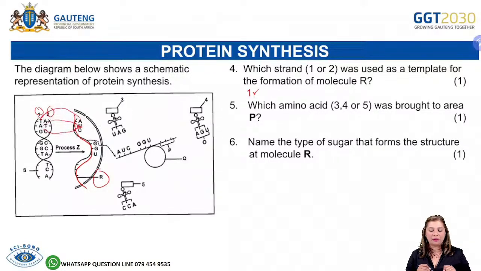Which amino acid, 3, 4, or 5, was brought into area P? Where's area P? Let's locate it. It's almost like we're doing geography, eh? Where's area P?